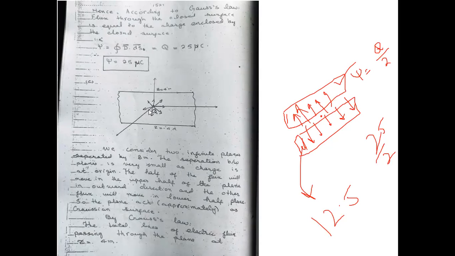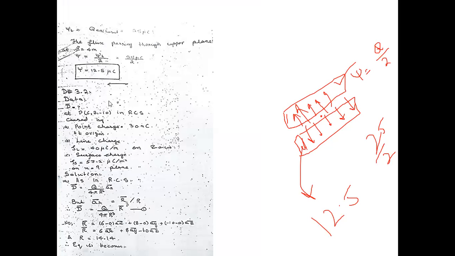12.5 for one plane sheet. The next example is we have to find D at the point 6, 8, minus 10 in the rectangular coordinate system. So this is the x, this is y, and this is the z. We have a point charge, the line charges, and the surface charges. In part A we have the point charge that is equal to 30 nanocoulomb. In B we have the line charge that is equal to 40 microcoulomb per meter, and we have the surface charge that is equal to 57.2 microcoulomb per meter square.